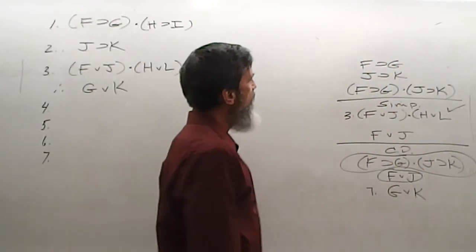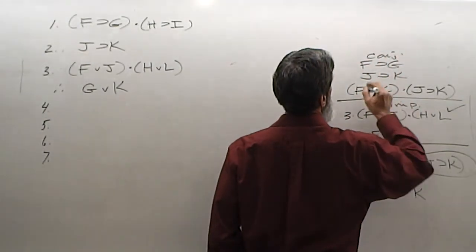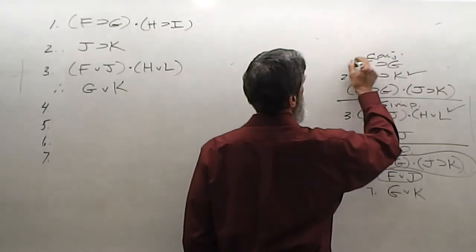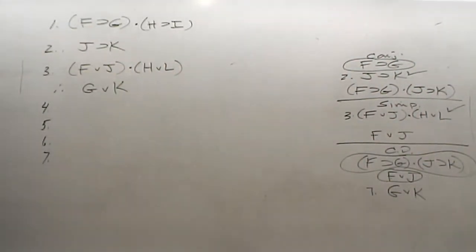That's what we need. The second one already exists, that's number 2. Now we just have to get F horseshoe G. Another simplification of this first premise.